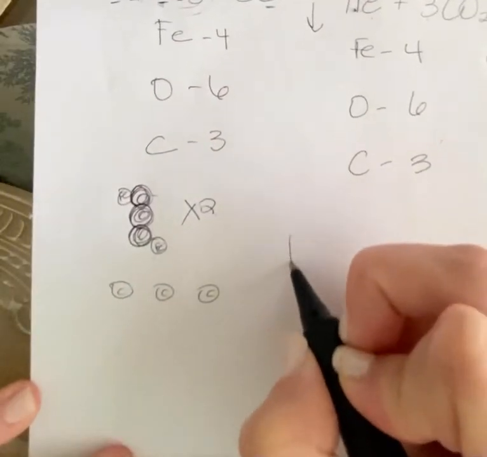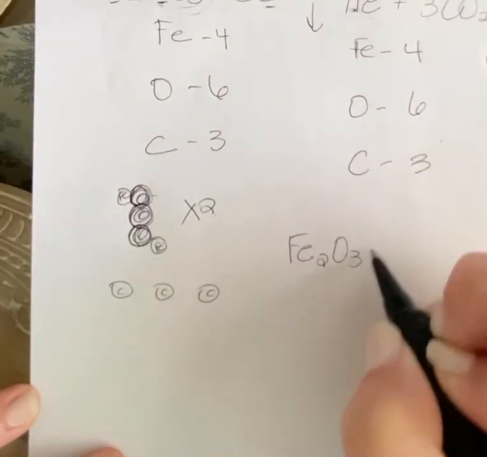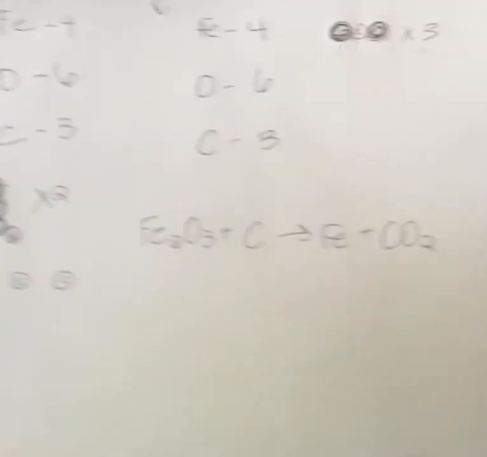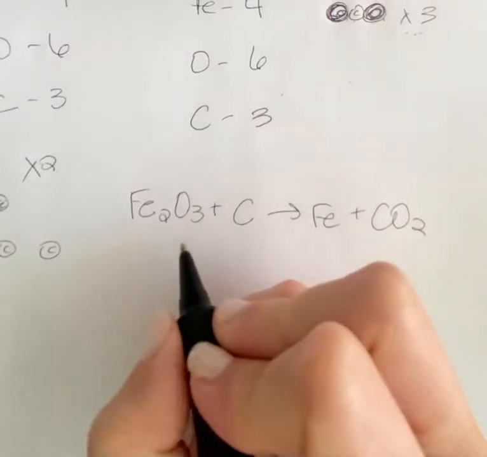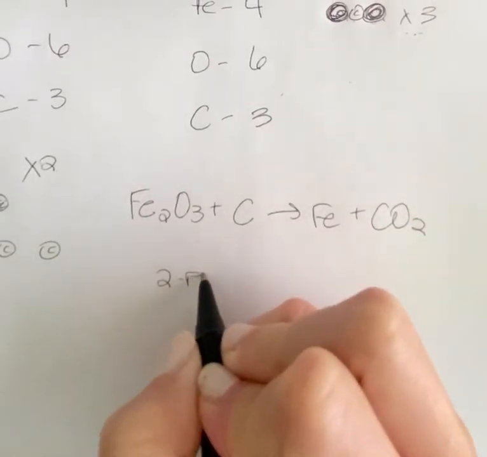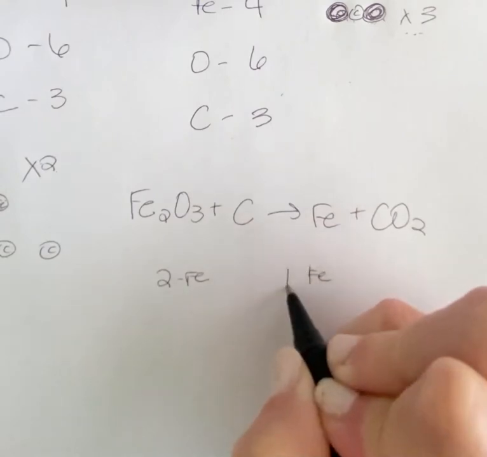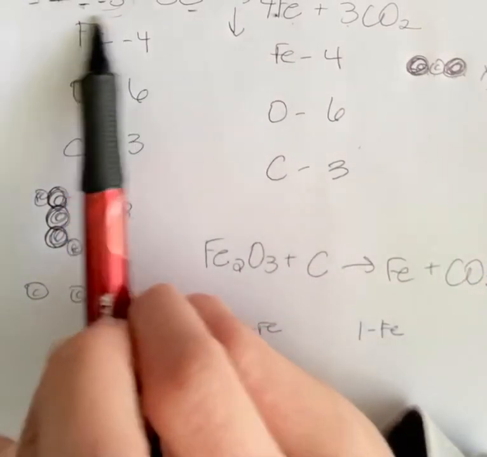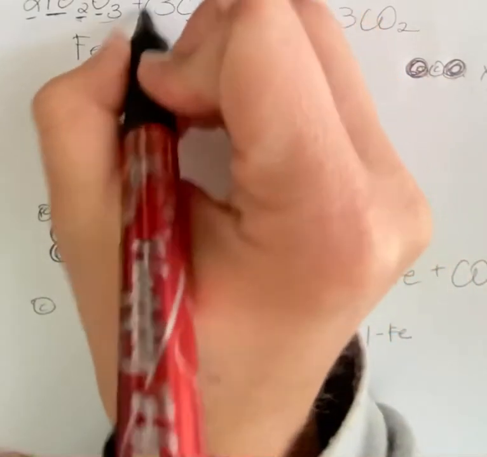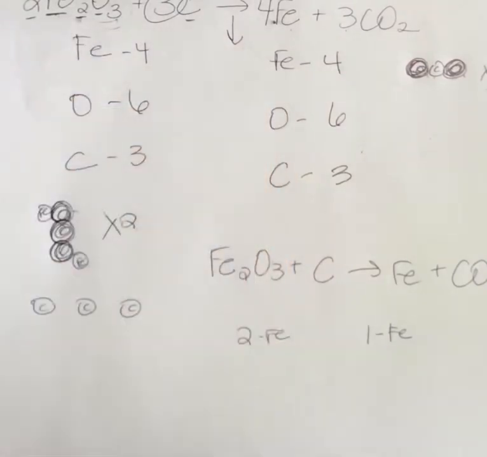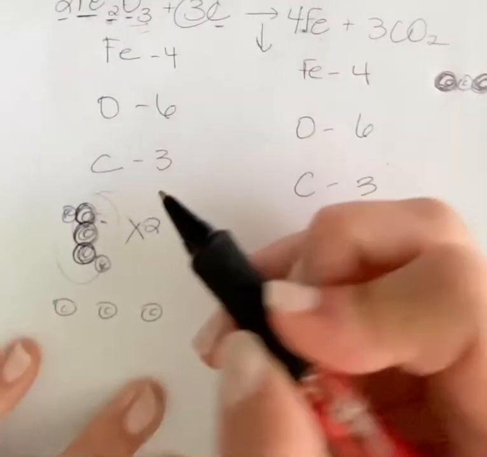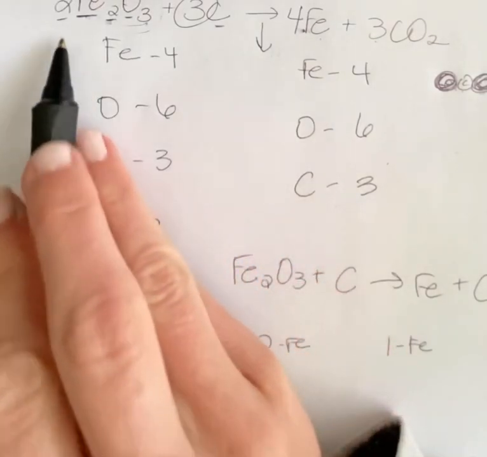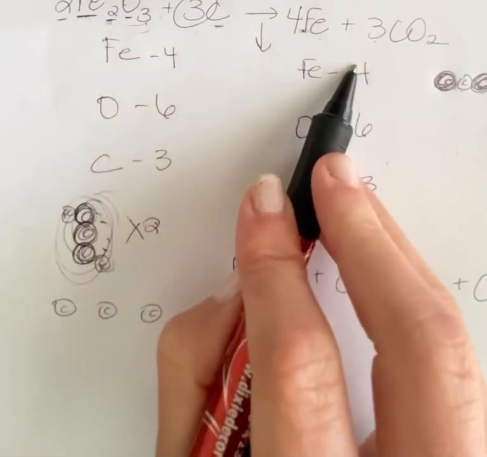By itself, if we didn't have those, it would look like this. And this tells me that there's 2 irons, there's 1 iron, and that's just not balanced. So we have to go in and add those big numbers. We can't change these small numbers, okay, because that's bonded together. But we can change how many of those compounds that we have. And that's where those big numbers come in, okay?